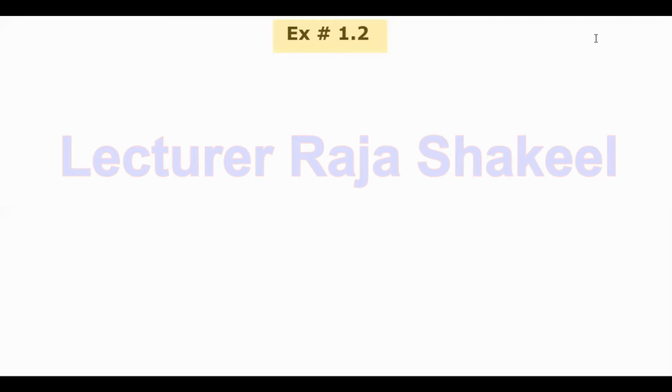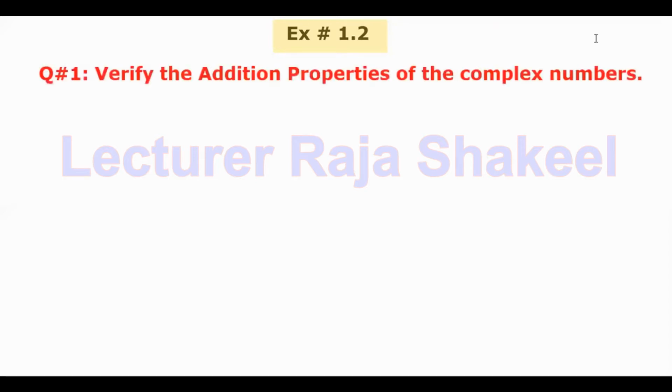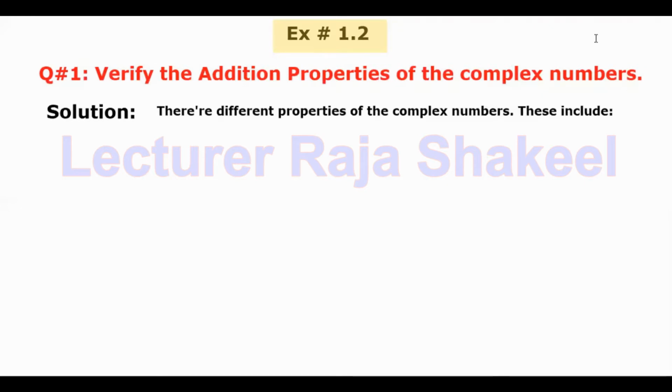According to the first question, we have been asked to verify the addition properties of the complex numbers. So what are the addition properties of the complex numbers? These properties include, the first one, the additive identity property. The second is the additive inverse property of the complex numbers.